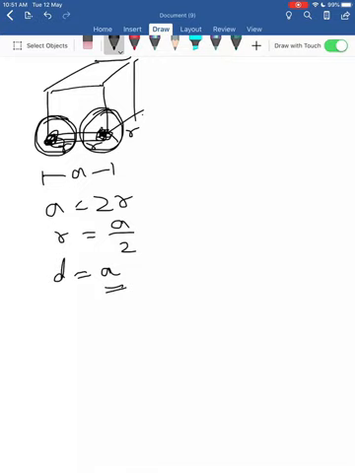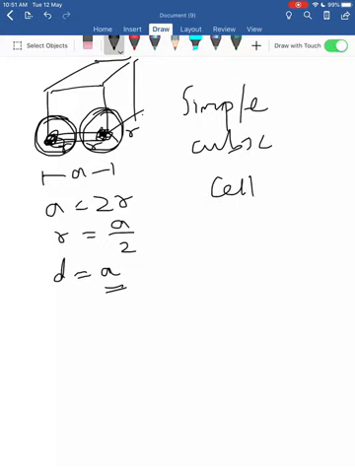This is for the simple cubic cell. Now if this is the simple cubic cell, let us see what happens for the next one, the body centered cubic cell. Now again I am repeating, see what the relation is now.